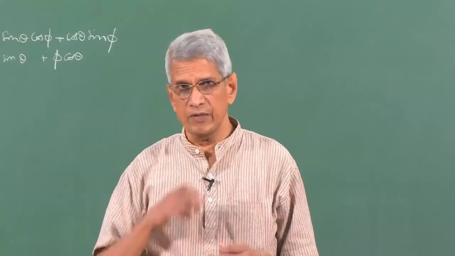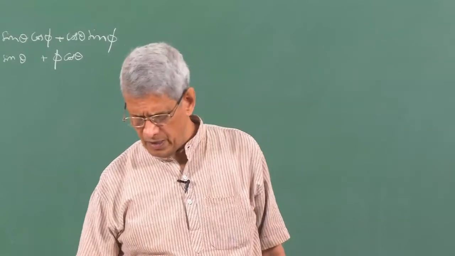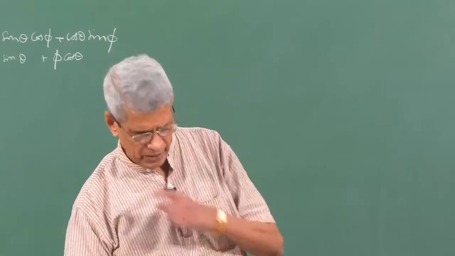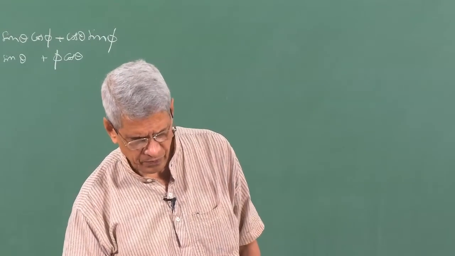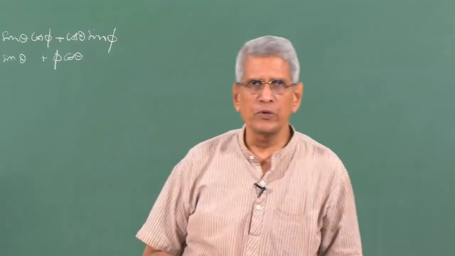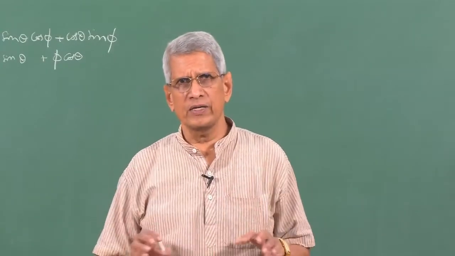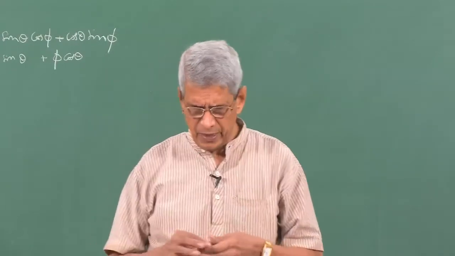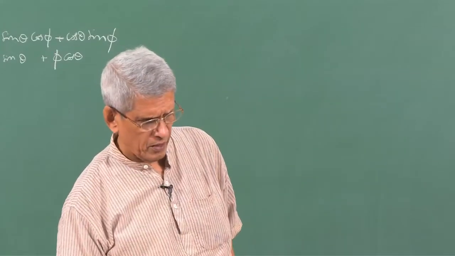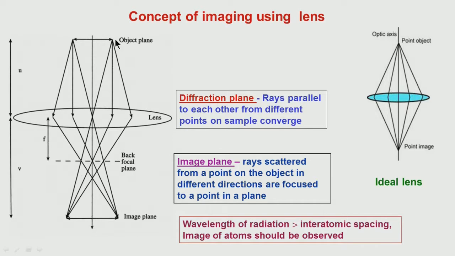Now the next question is, how is this phase to amplitude change achieved in TEM? That is the next question we have to address. Before we go into this, let us look at how an image is formed in an electron microscope or in an optical microscope. It does not matter which microscope it is. What we have is an object in which light is scattered from every point in different directions. These rays which are scattered in different directions are focused.